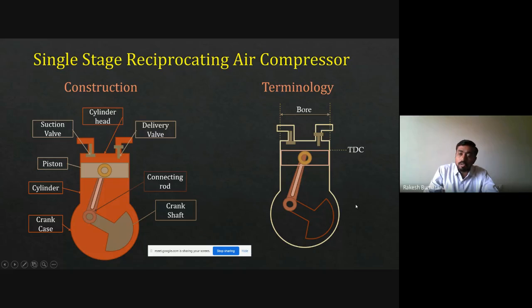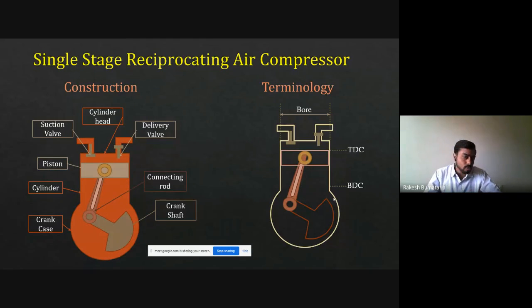Clear? Then the second most important terminology is TDC, meaning top dead center. In most books, they define top dead center as when the piston is at the top position, but I would like to redefine TDC because that wording is a little confusing. We can simply say that when the piston is at top dead center, the piston is at the extreme most distance from the crankshaft. So this is top dead center. Another terminology is BDC, meaning bottom dead center.